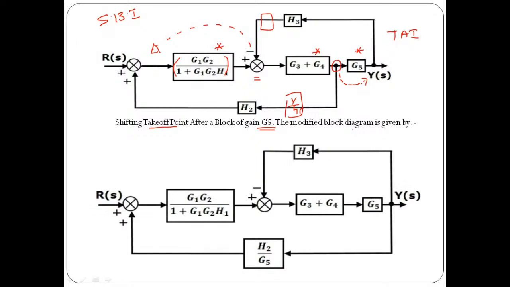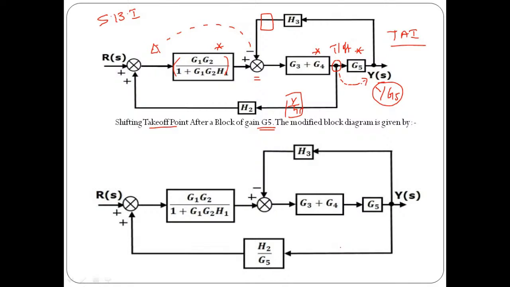So the modified version is something like this. In this case, what I have done is shift this takeoff point after a block and apply the rule. Whenever a takeoff point is shifted after a block, we need to add the inverse block gain. So the gain is G5, so the inverse will be 1 upon G5. That is important. So it will be like H2 by G5.